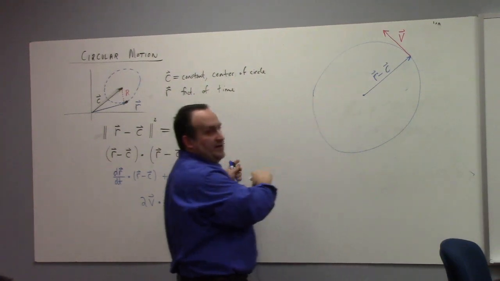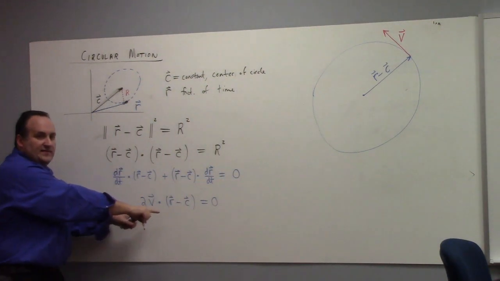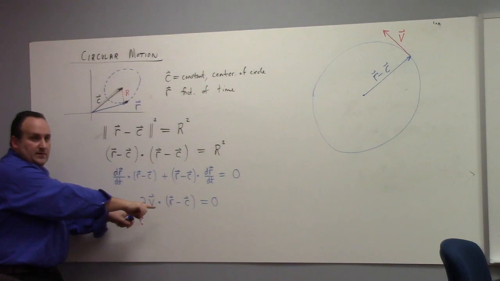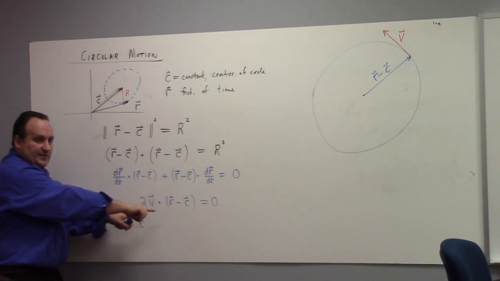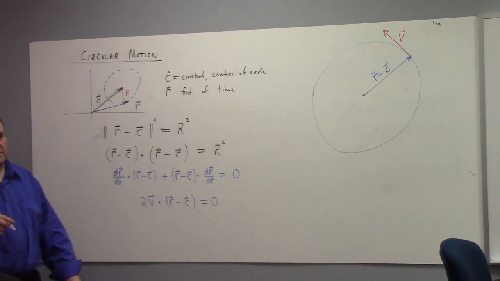What does this equation right here say? This equation says that the velocity, the instantaneous velocity of a particle moving in a circle, is perpendicular to the radial vector of that circle. So the velocity has to be tangent to the circle in this sense, in the sense of classical geometry.